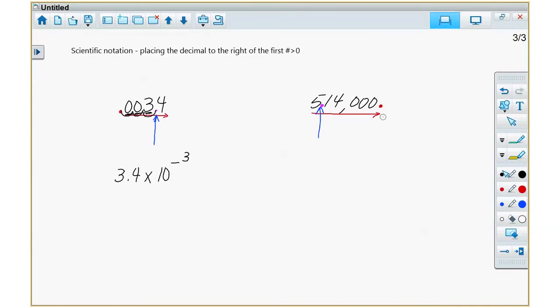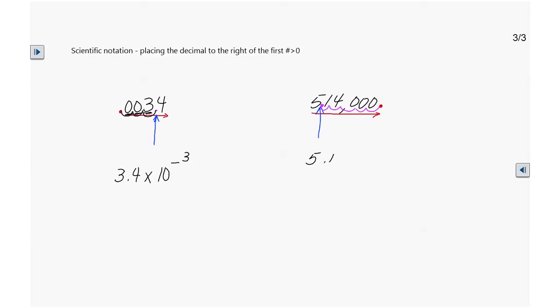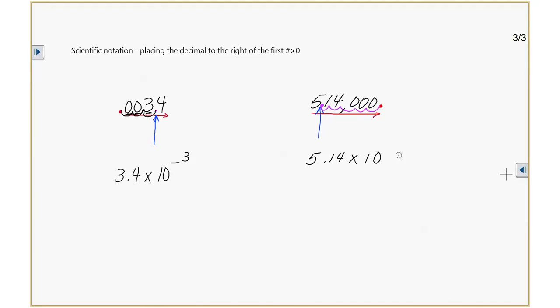So that's 1, 2, 3, 4, 5. I'm going to rewrite 5.14 times 10 to the blank 5. Okay, now the reason I haven't done a sign yet is because I wait to do the sign last. Now, here is the Hubertism that some of you probably have never seen before unless you had my class. I'm going to highlight this blank right here.